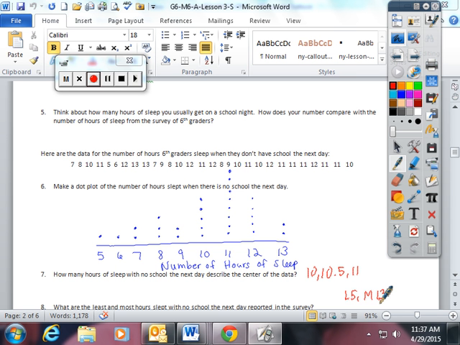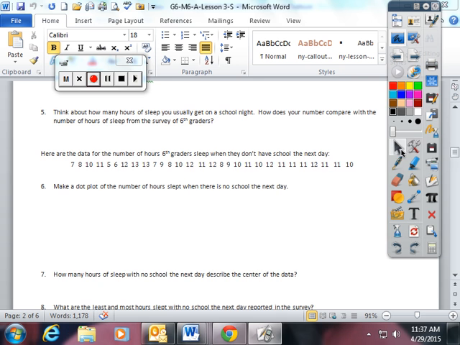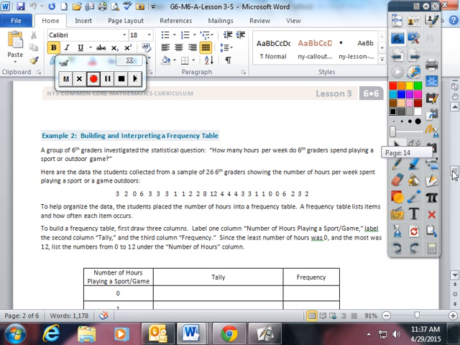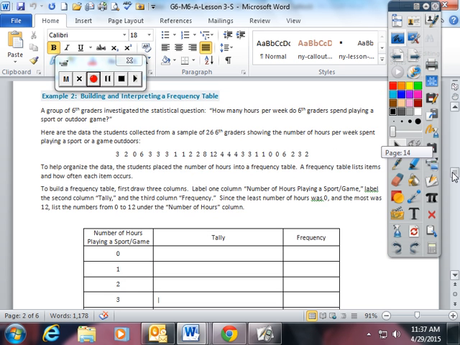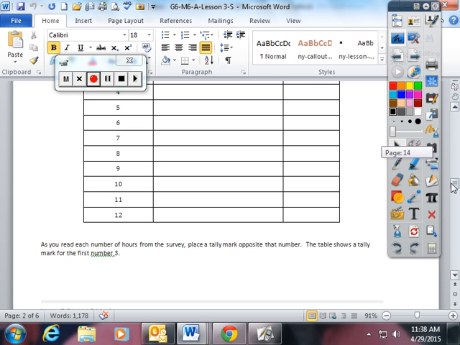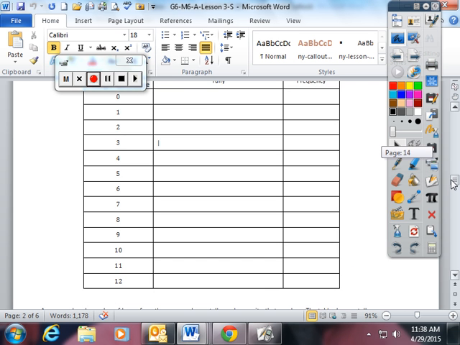If you scroll to the next page, it switches from dot plots to building and interpreting a frequency table. With your partner, I would love you to read the front of the page and to complete a frequency table on your own. Hit pause on your video. See if you guys can do this without me. When you're done creating your frequency table, hit play and see how well you did.